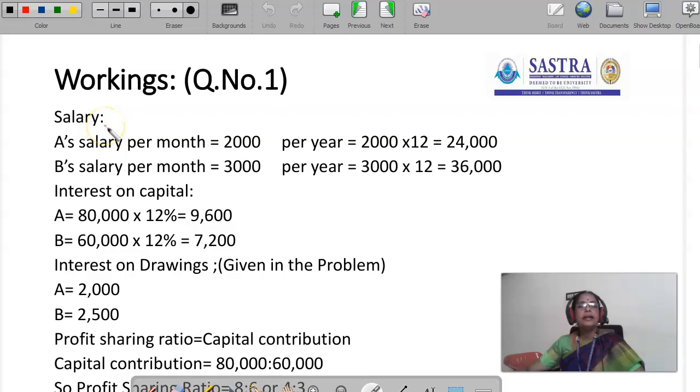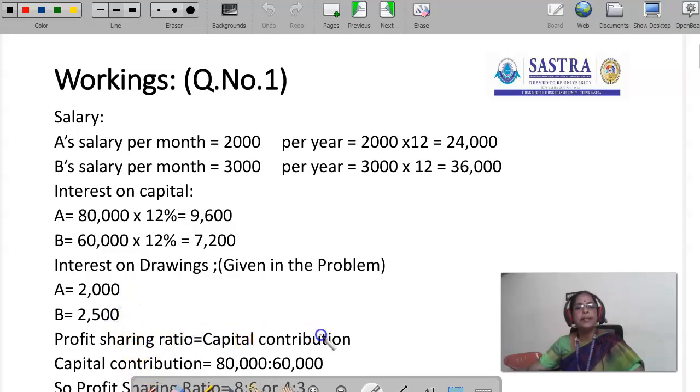The information given in the above problem includes a salary. A's monthly salary is 2,000. It should be converted into yearly: 2,000 into 12, 24,000. B's monthly salary is 3,000, so the yearly salary is 36,000. Interest on capital: A contributed 80,000 and B contributed 60,000. The rate of interest is 12%, so 9,600 for A, and for B's 60,000 it is 7,200. Interest on drawing is directly given in the problem, that is 2,000 and 2,500.